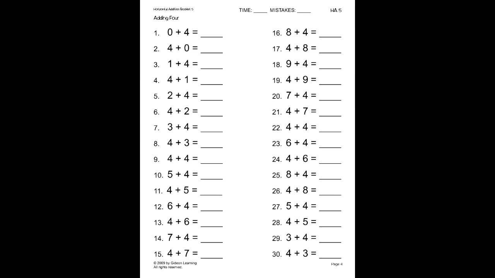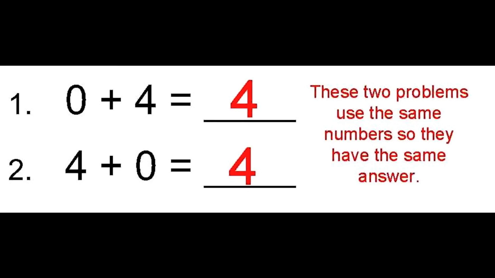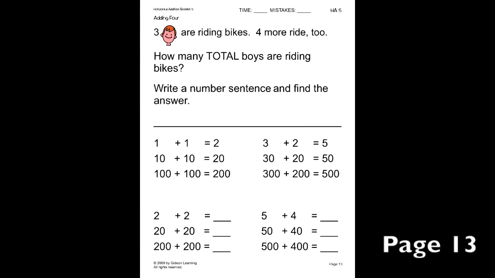Now let's look at another drill page. Here we have 0 plus 4 and 4 plus 0. 0 plus 4 is 4. 4 plus 0 is 4. With these 2 problems, you'll notice that the same numbers make the same answers. Meaning, if you change the order of the numbers you are adding, the sum, or the answer, stays the same. Let's go on to the next page.